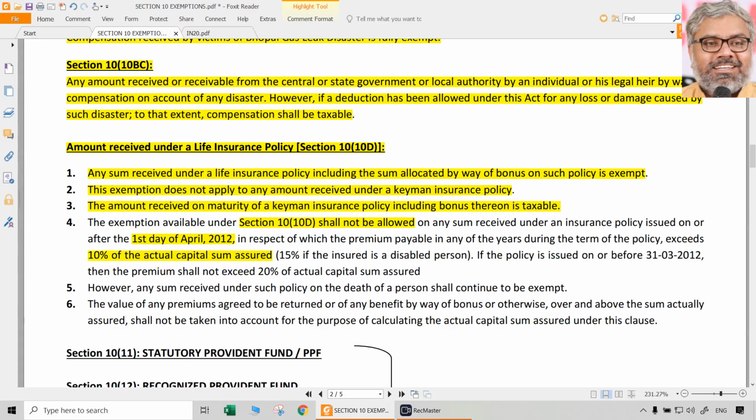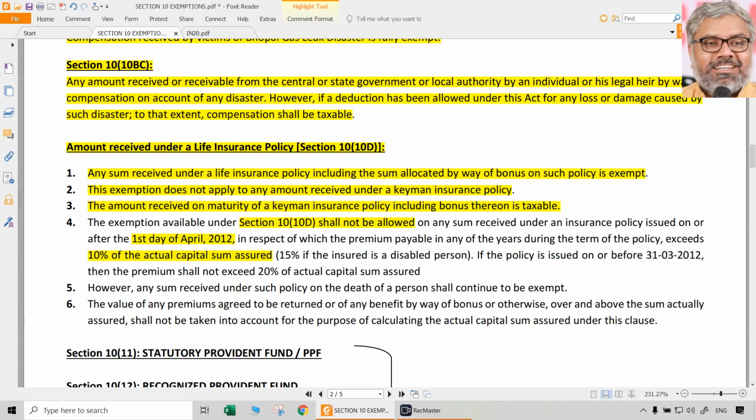One is paying the premium and claiming deduction, that was 80C. Now, receiving some amount as a maturity amount and claiming exemption under 10(10D). So when a policy issued on or after 1/4/2012 had a premium of more than 10% of the sum assured, then exemption under 10(10D) shall not be applied.